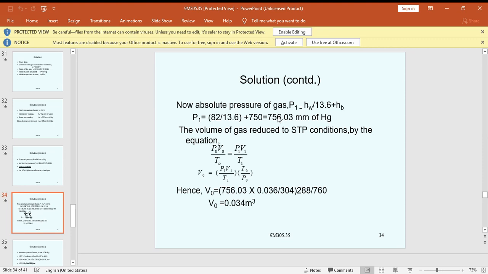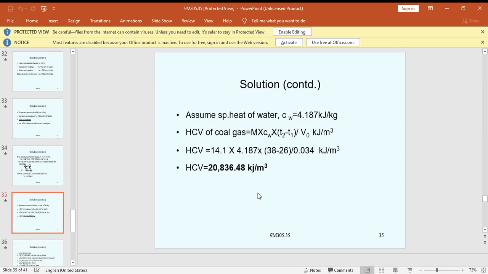Then the volume of gas is reduced to NTP condition by the equation P naught V naught by T naught equal to P1 V1 by T1. So V naught equal to P1 V1 by T1, into T naught by P naught. V naught equal to 756.03 into 0.036 by 304, into 288 by 760. You get V naught equal to 0.034 meter cube.